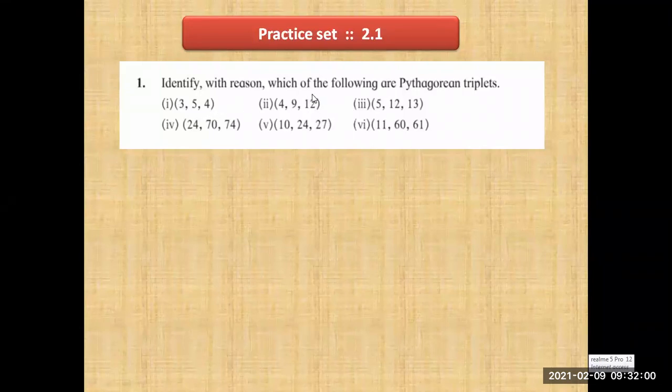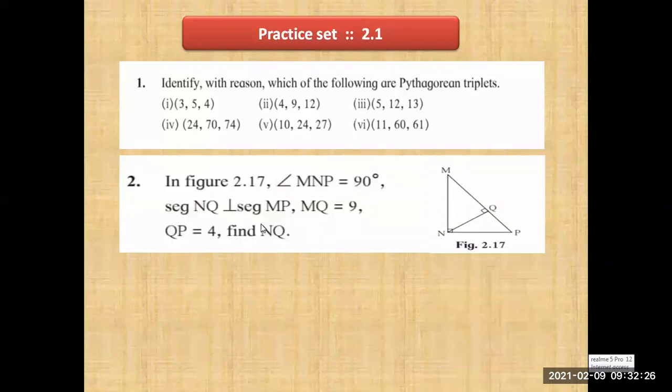So question number 2, the largest digit is 12. The square of 12 is 144. Square of 4 is 16. Square of 9 is 81. So 16 plus 81 is equal to 97. This is not equal to 144. So this one is not a Pythagorean triplet. In this way, you will show which one is a Pythagorean triplet. Now see question number 2.